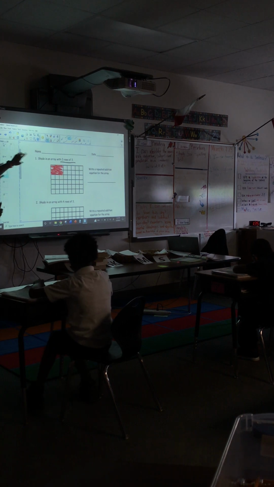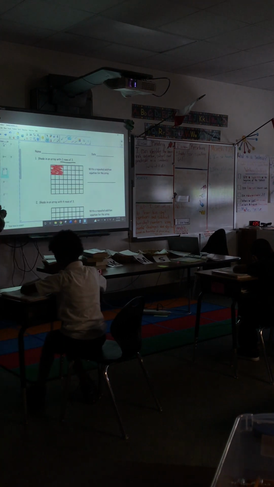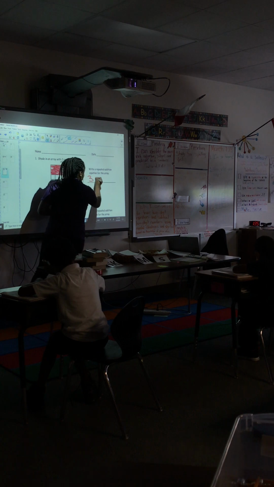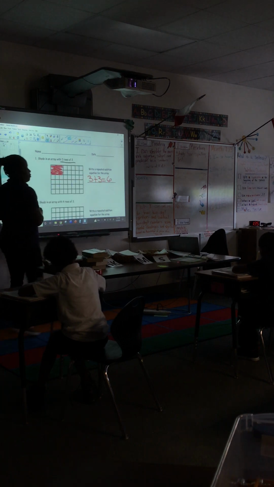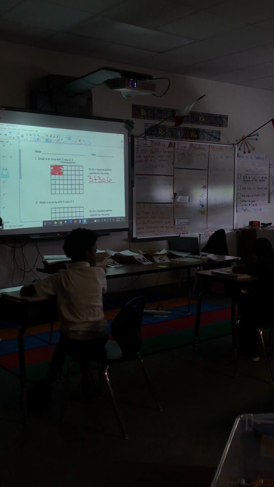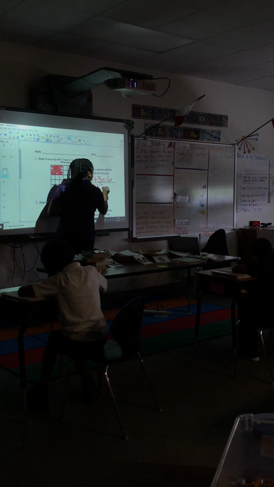And then over here on this little block, this line, write the repeated addition for the array. What would I write? 3 plus 3. 3 plus 3 equals what? 6. That's it. Let's take it a little bit further. What would be my multiplication equation? 2 times 3. 2 times 3 equals what? 6.